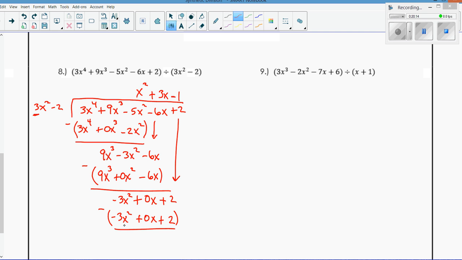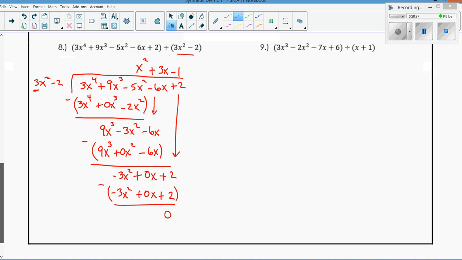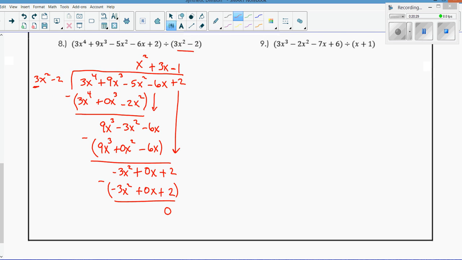So my first terms cancel, that's good. 0 minus 0 is 0. 2 minus 2 is nothing. So I end up with a remainder of 0, which means that I could have solved this, found a solution that is a factor of that larger polynomial. So my answer is x squared plus 3x minus 1.